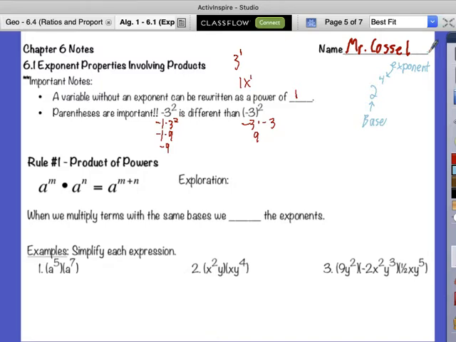Okay, so if we have the same base a, and they're being raised to these powers and multiplied together, we can take a, and then we add the exponents. a to the m plus n.